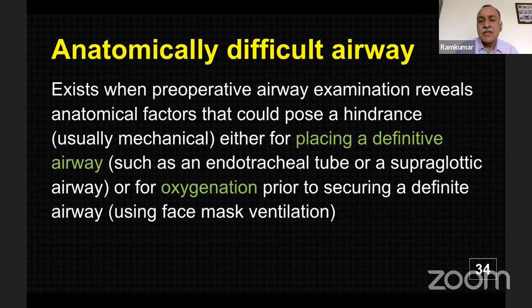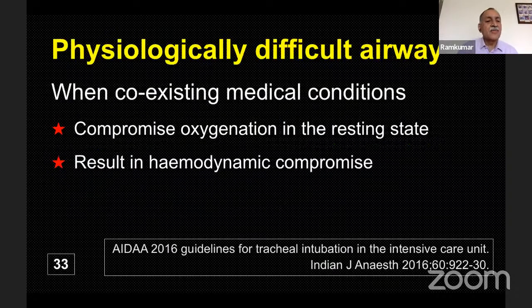It is common sense, but yet I will define it for you. An anatomically difficult airway exists when the preoperative airway examination reveals anatomical factors that could pose a hindrance, usually a mechanical hindrance, either for placing a definitive airway, such as an endotracheal tube or a supraglottic airway, or may pose a difficulty for oxygenation prior to securing a definitive airway, like, for instance, face mask ventilation. So it could be any of the aspects of airway management. And if there is an anatomical difficulty posed, we need to identify that.